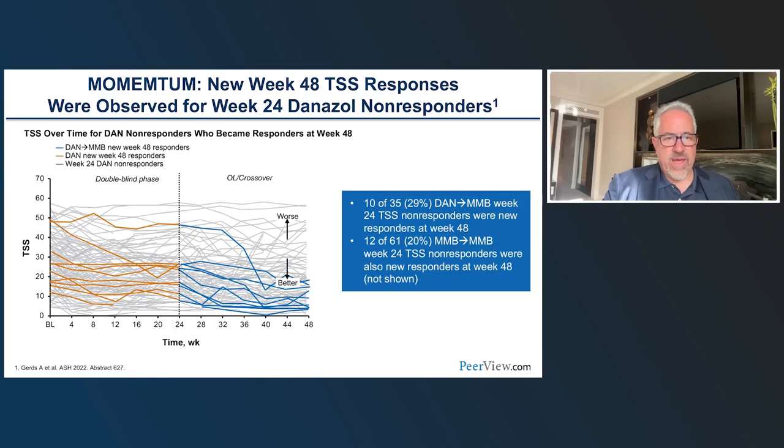Second, we see here improvements really through week 48. And again, really not that benefit as it relates to the danazol arm. Patients that then crossed over then did have a benefit when switched to momelotinib from danazol. So all of these things further really validate the quality of the responses.